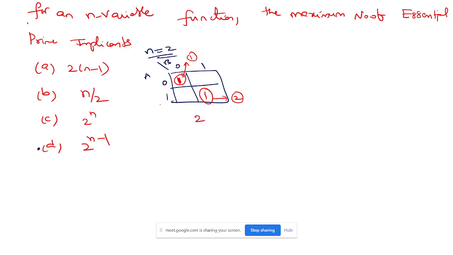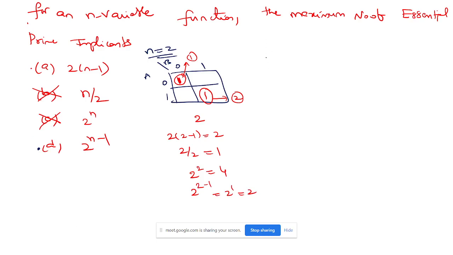So if I put n equal to 2, 2 into 2 minus 1 is 2, 2 by 2 is 1. So this is ruled out. 2 power 2 is 4, okay, this is ruled out. 2 power 2 minus 1 is 2 power 1, that is 2. So still there is a chance of A and D, right?